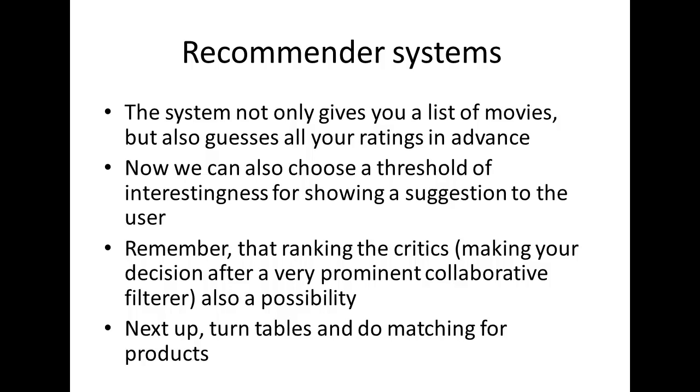Now let's go over some important facts. First of all, the system now gives you a list of movies, but also it gives you all the guesses as to what your ratings will be in advance. And now we can go and choose a threshold of interestingness for showing a suggestion to the user. So, for instance, for Toby, we can say that only one movie, The Night Listener, was above 3 in ratings. So we'll just show this one movie.